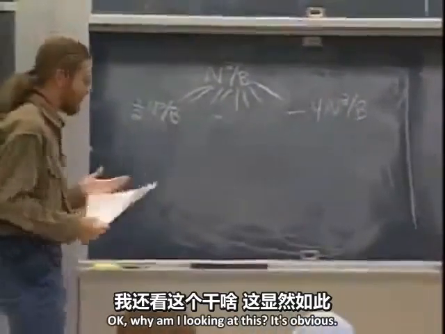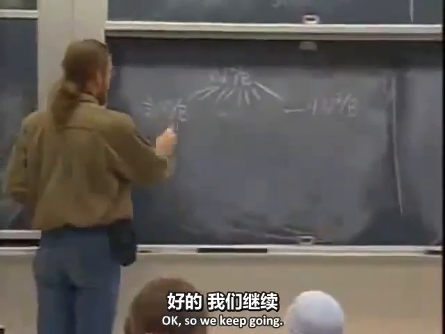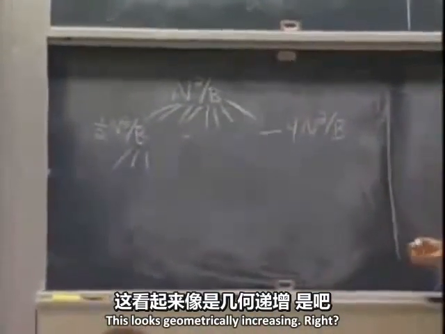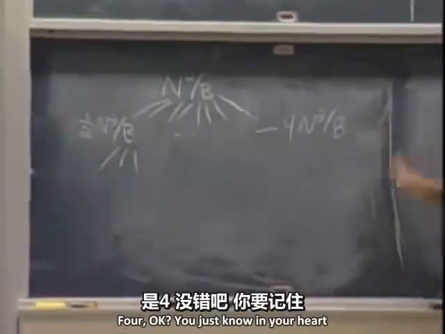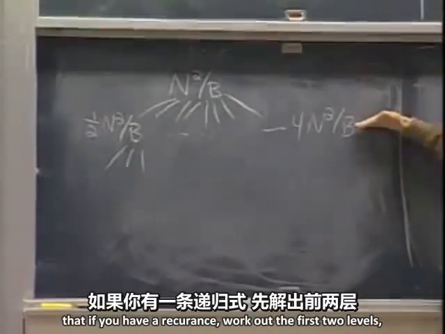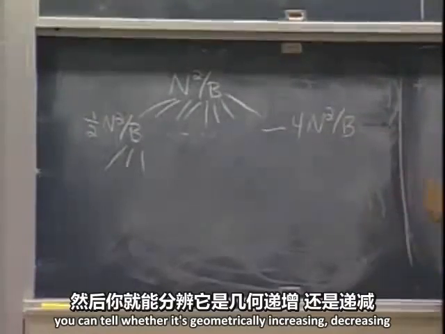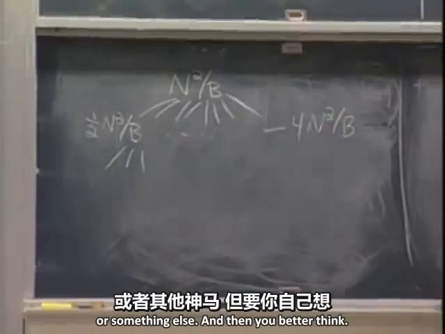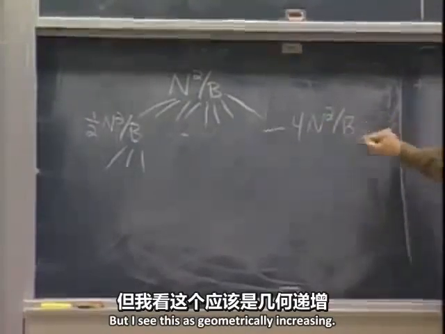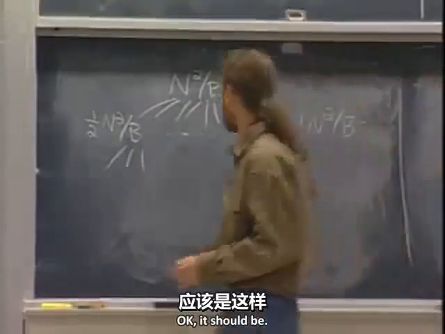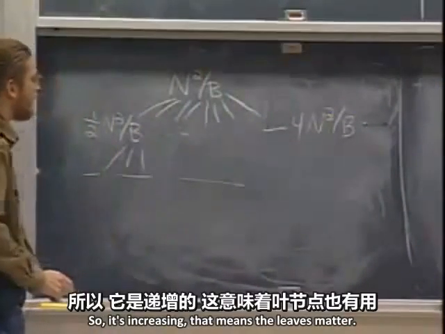Okay. Why am I looking at this? It's obvious. Okay, so we keep going. This looks geometrically increasing, right? You just know in your heart that if you have a recurrence, work out the first 2 levels, you can tell whether it's geometrically increasing, decreasing, or they're all equal, or something else, and then you better think. But I see this is geometrically increasing. It will indeed be like 16 the next level, I guess. Okay, it should be. So it's increasing.